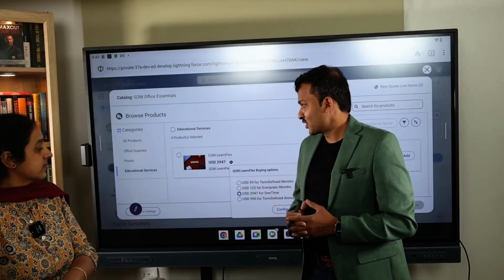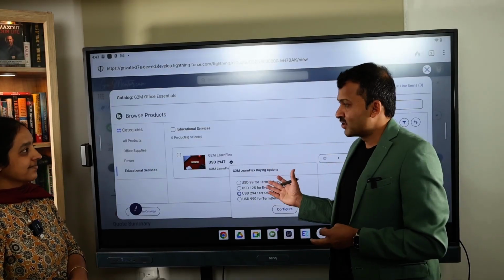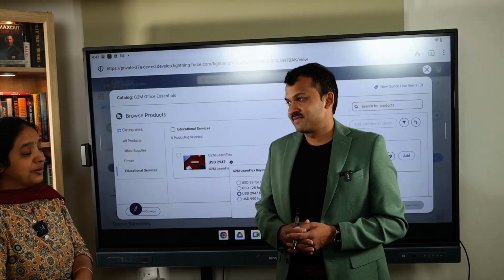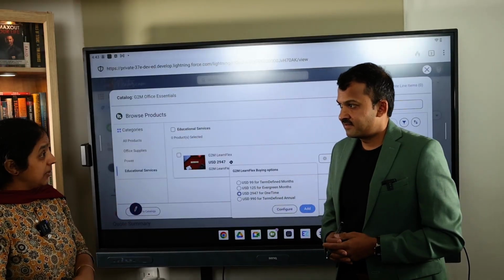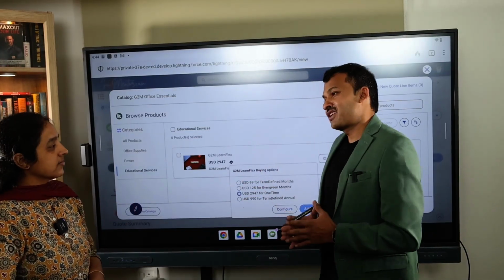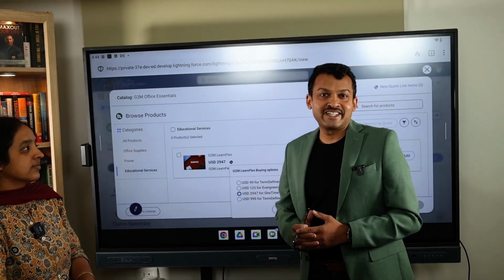So I hope this was helpful to understand the key difference here between Revenue Cloud and Salesforce CPQ. Wow. So, CPQ gives me a catalog and RCA gives me a playground. Absolutely. That's the Revenue Cloud edge. Flexibility at scale. Thank you.